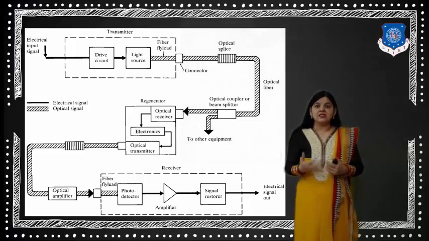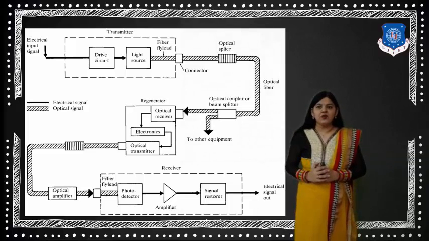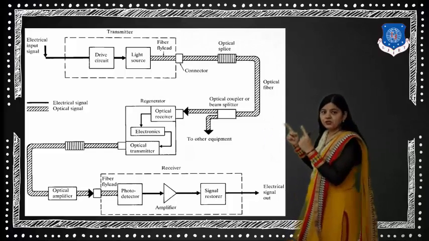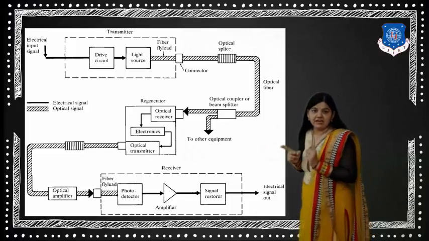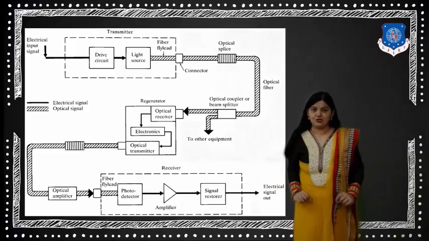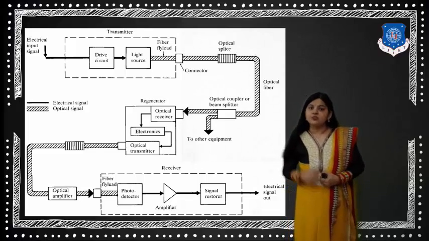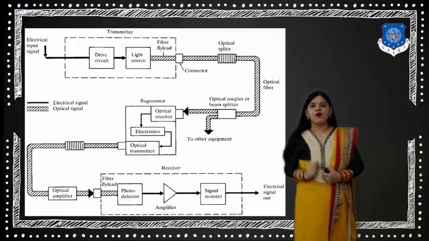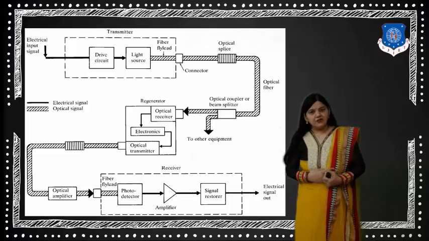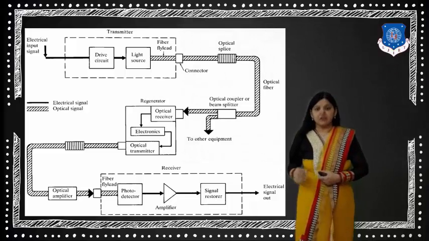To run this light source, we need a driver circuit. So in the optical transmitter, you can see the electrical input signal is given to the driver circuit, and the driver circuit output is given to the light source. Now all our information available at the end of the light source is the information in the form of light. Whenever we are transmitting this light information, it goes via the optical fiber cable.